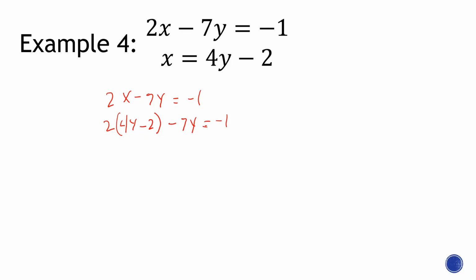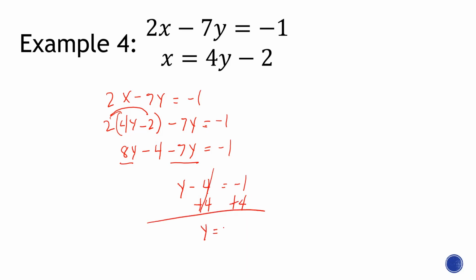Next is distribute that 2 to 4y and negative 2. Okay, so we got 8y, negative 7y, right? Combine those two, that will just be y. And then you get minus 4 equals negative 1. And then we add 4 on both sides. This will be y equals 3, right? And solve for x.